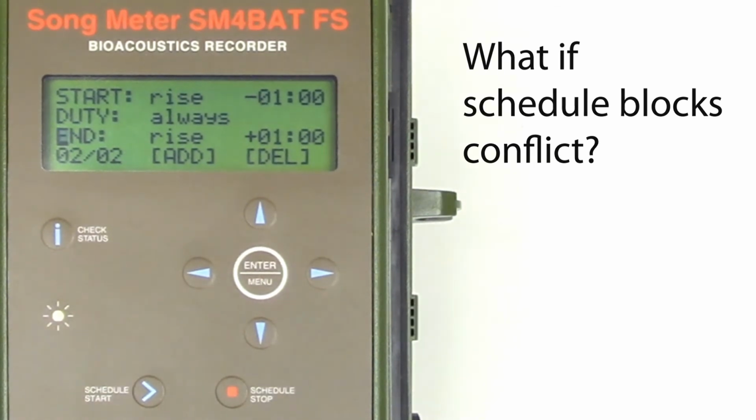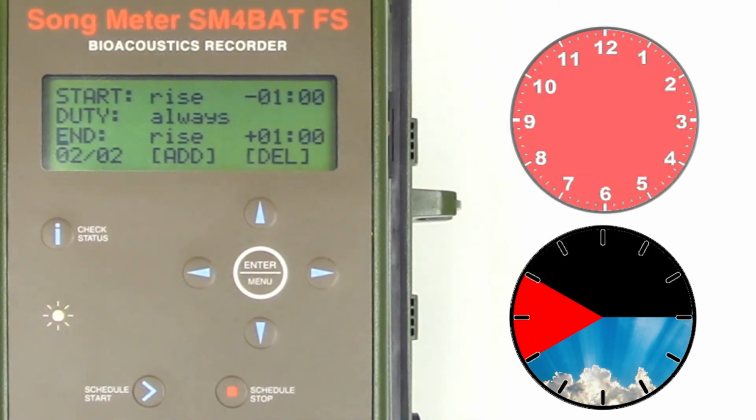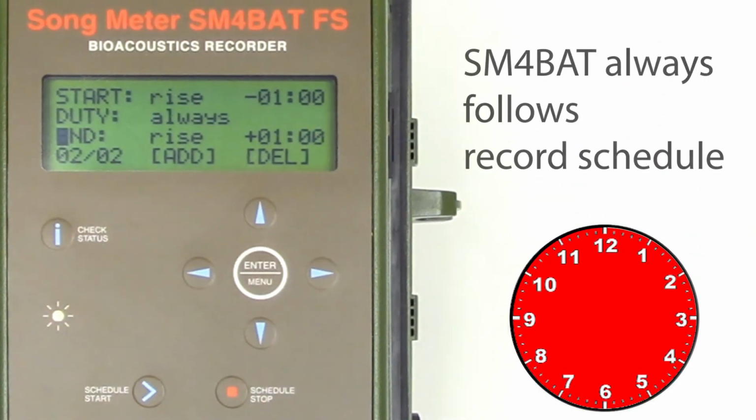It is possible to create multiple schedule blocks that conflict with each other. For example, there could be a first schedule block that describes recording only for 2 hours a day, and then there could be a second schedule block that is set to continuous record. If this ever happens, the SM4BAT will always default to following the schedule block that is currently set to record.